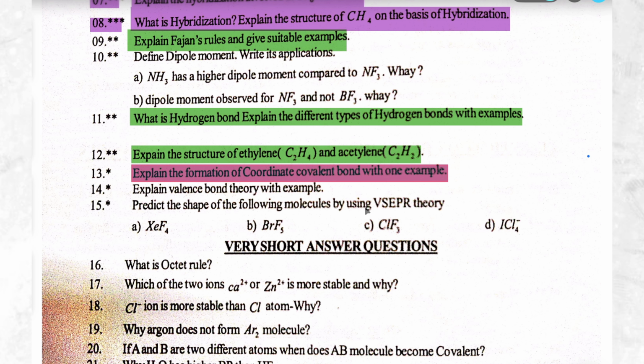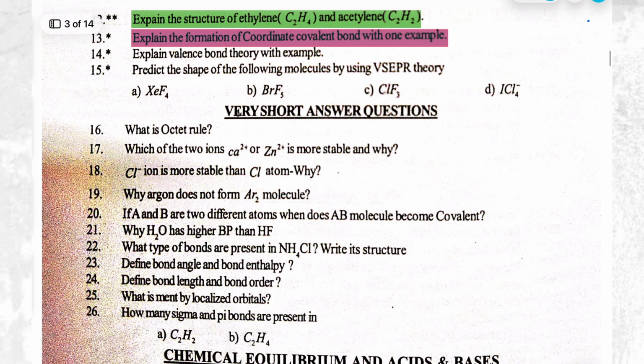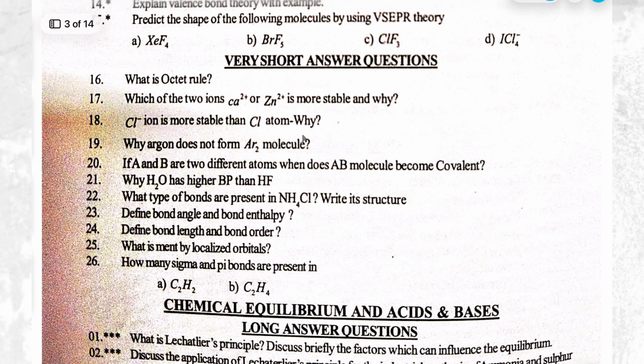Valence bond theory is not much important. Okay, go for this. VSAQs from this topic: sometimes they ask VSAQs, but mostly very less from this topic. We'll discuss what type of questions there are: what is the octet rule, and Ca2+ and Zn2+, which is more stable? Ca2+ is more stable because it has an octet. Zn2+ has a pseudo inert gas electronic configuration.